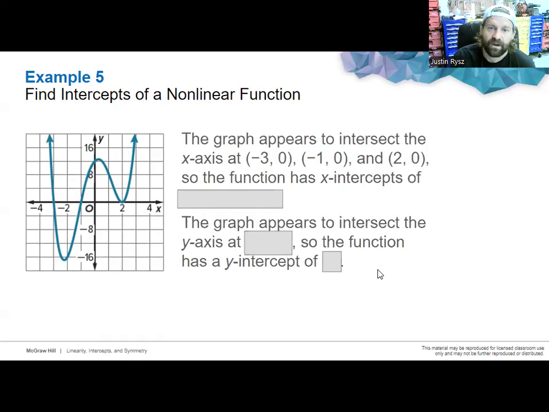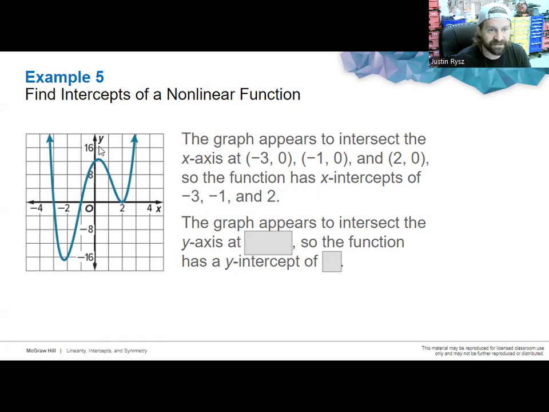All right, let's start with the x-axis. It looks like the x intercepts at -3, 0, -1, 0, and it also touches right here at 2, 0. So this function has three x-intercepts of -3, -1, and 2. Those are also going to be called roots. We'll learn about that later on in this year.